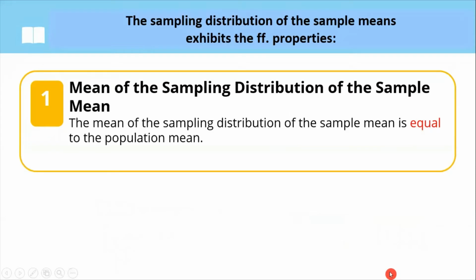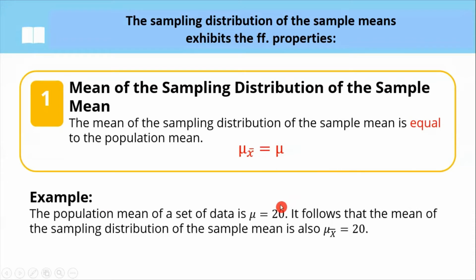Now let's proceed to the properties of the sampling distribution of the sample means. The mean of the sampling distribution of the sample mean is equal to the population mean. This is the symbol for the mean of the sampling distribution of the sample mean, mu sub x bar, and our population mean is represented by this symbol, mu. For example, if the population mean is 20, then the mean of the sampling distribution of the sample mean is also 20, based on the first property.